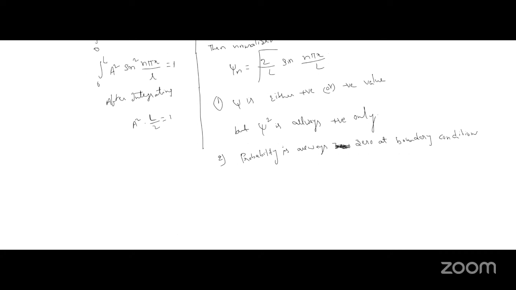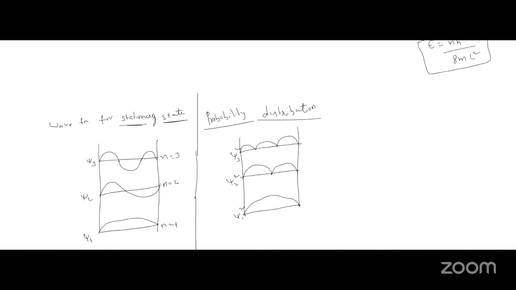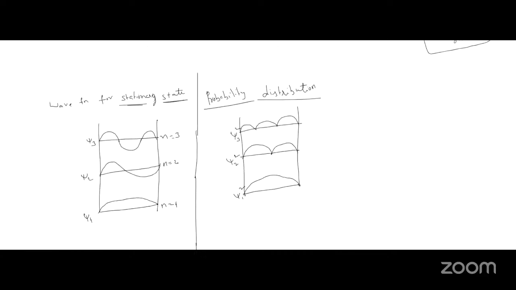We will see once again what we discussed. After calculating the energy value, I wrote the wave function for the stationary state as well as the probability distribution. The first image is the wave function for the stationary state. The second one is the probability distribution function, represented as psi1 square, psi2 square, psi3 square, where the stationary states are psi1, psi2 and psi3.